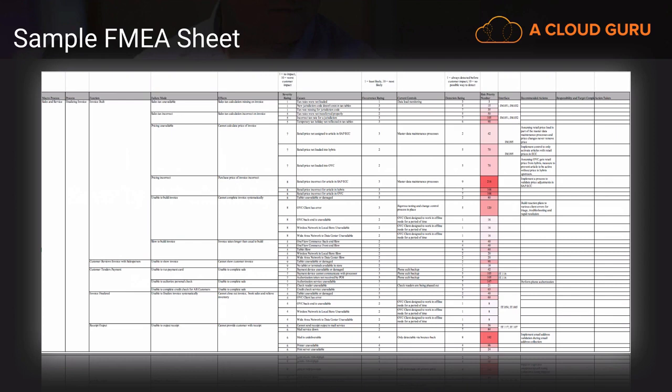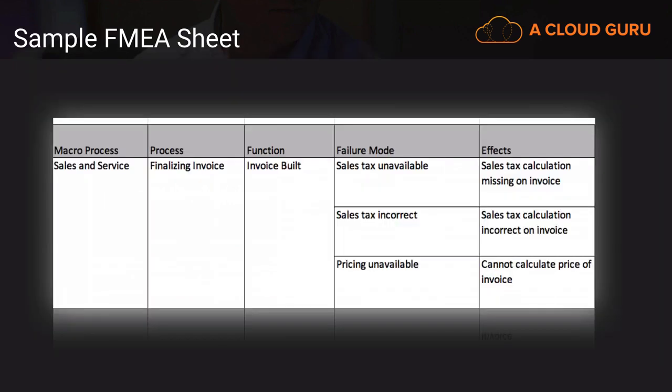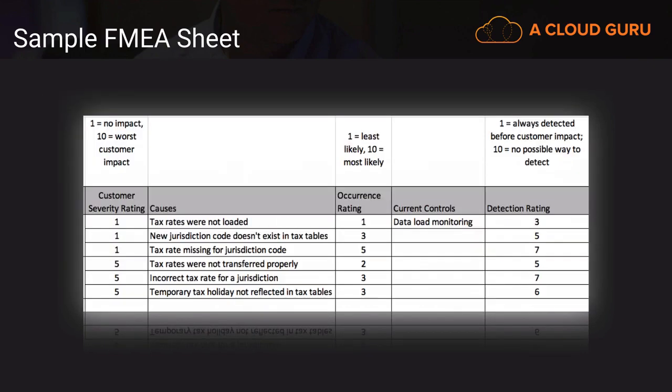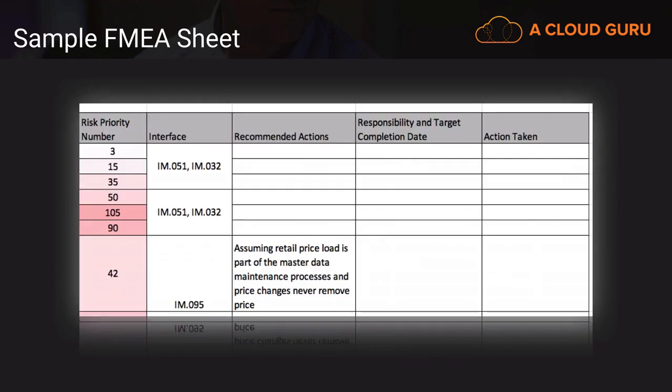Now here's an example of a real-world FMEA sheet that I did at another customer. I just wanted to show you that these FMEA sheets can get pretty complex at times. Now you can see in this case, we started with a macro process, and then we go into a process, then we have functions within that process. And here's the failure modes. And then we do the customer severity ratings, the occurrence ratings, and the detection. And in this case, our scale is 1 is no impact, 10 is worst customer impact. And you can see how we just assign these values. And then through using a formula, we define the risk priority number.